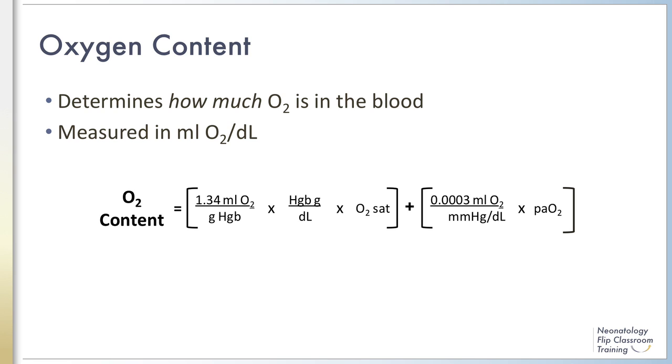The PaO2 is multiplied by a constant of 0.003, which is milliliters of oxygen per millimeter of mercury per deciliter. The two values, freely dissolved oxygen and oxygen bound to hemoglobin, are added together to determine the total oxygen content in arterial blood. Hemoglobin concentration and oxygen saturation have the most effect on oxygen content, while PaO2 has minimal effect. Remember that when we multiply by the constant 0.003, the PaO2 becomes a very small percentage of overall oxygen content.